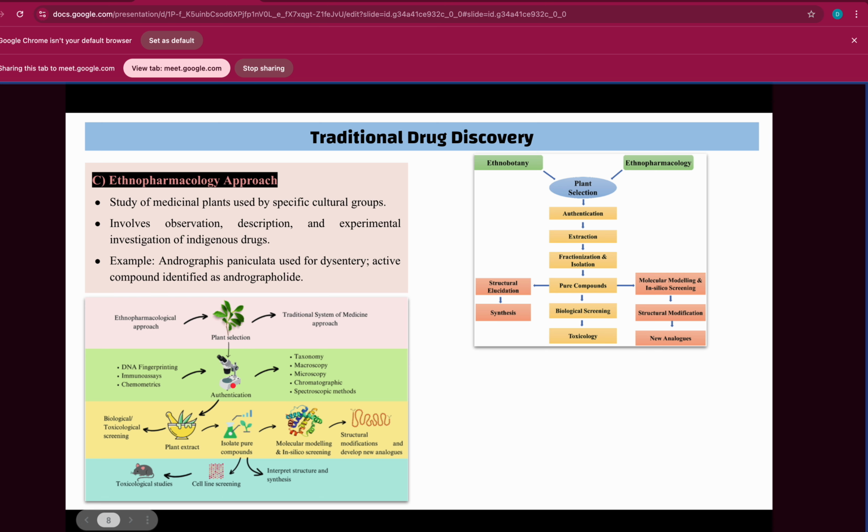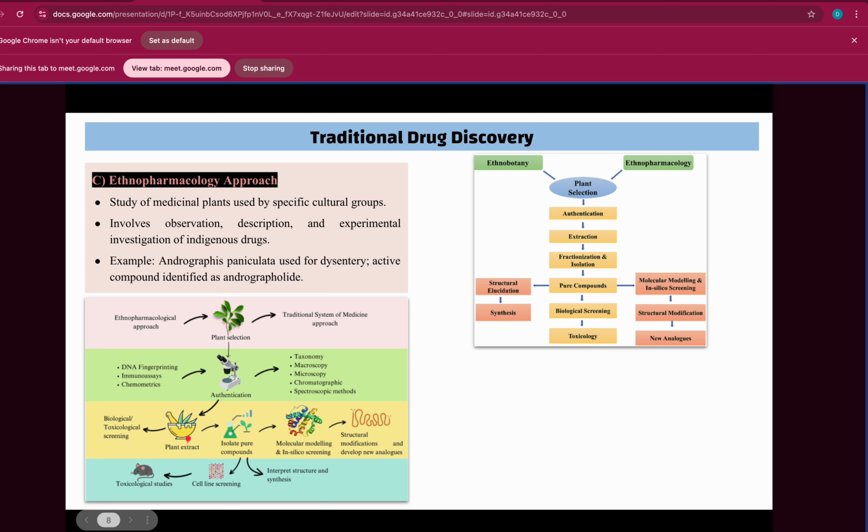So in this we start with the plant which is already used by that particular cultural group. We isolate the chemicals which are present inside that plant, for which we will perform different assays. So different biochemical assays are performed, such as DNA fingerprinting, immunoassays, chemometrics, and then that particular plant's biological study is also done, such as its taxonomy is identified, its macroscopy and microscopy are done, and its chromatography is done to know which different chemical compounds are present in it and their properties. Then spectroscopic methods could also be used to authenticate the small compounds which are present in these plants.